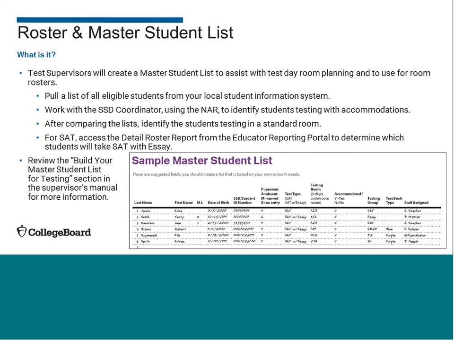To understand which students are going to be taking the SAT with essay, you're going to want to access your detailed roster report once the window closes so that you can make sure that you've captured all of the students who have added the essay to their registration. And there's a section in your supervisor manual called Build Your Master Student List for Testing that will give you guidelines on how to map out this information.